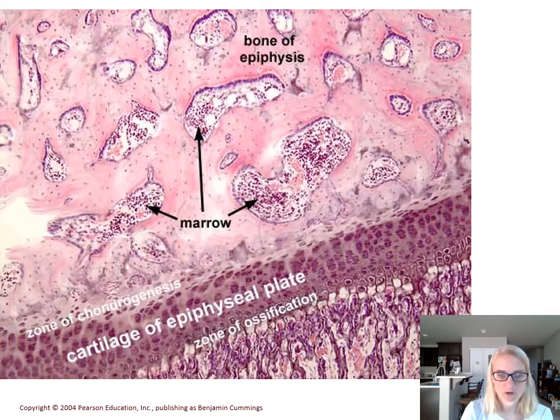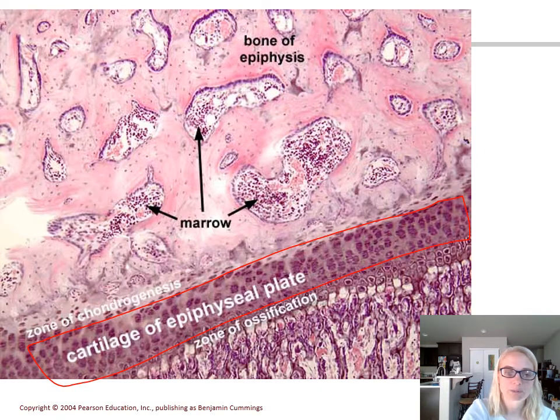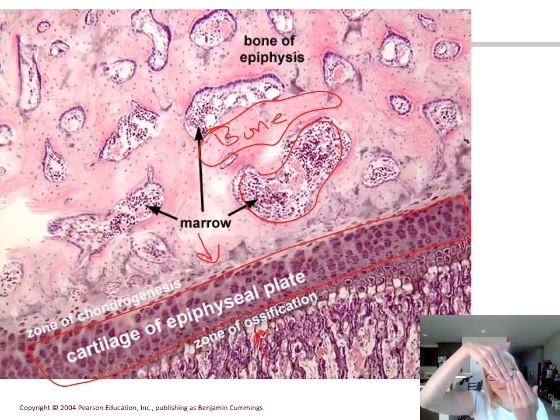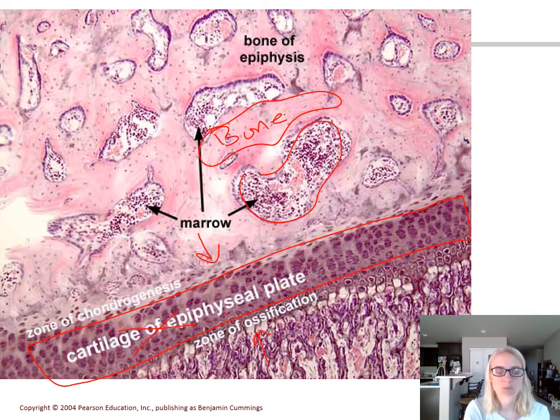Okay, I think I have one more. Yes, so a super duper close up of that epiphyseal plate. So all of this is cartilage. Here's the marrow, right? So here's our spongy bone. So this is the actual bone. Those are the trabeculae. And then the marrow is the hollow spaces in between. So this bone is growing this way, this bone is growing this way, and when those two places meet, we lose our epiphyseal plate and the bone can no longer grow in length.